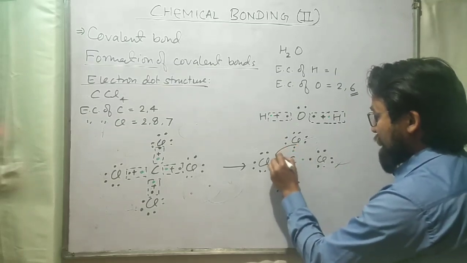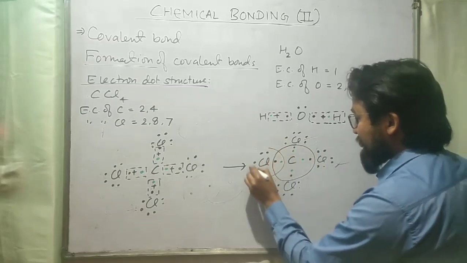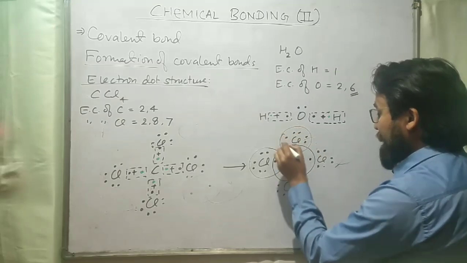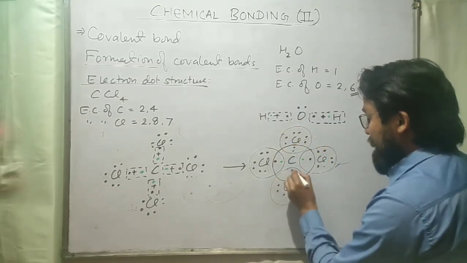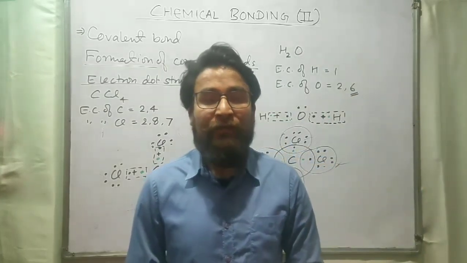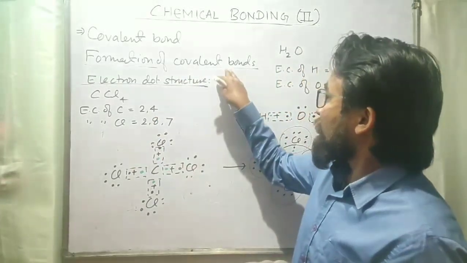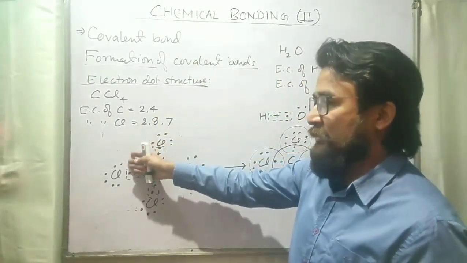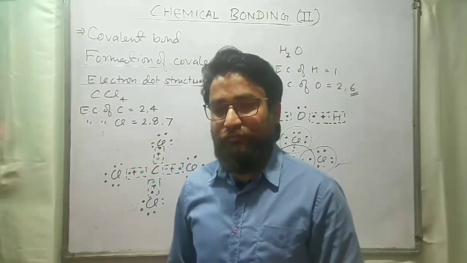So you can see the carbon atom has its octet as well as the chlorine atom has its octet. This chlorine atom has its octet, this chlorine atom has its octet, and this chlorine atom has its octet. So this is how the molecule of tetrachloromethane is formed. So that is how electron dot structures are very useful to show the formation of covalent bonds.